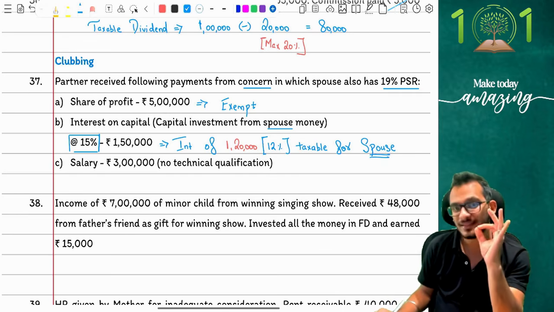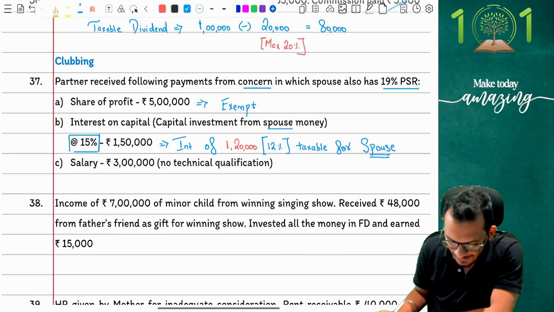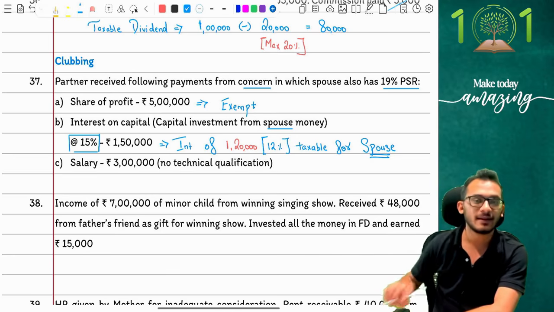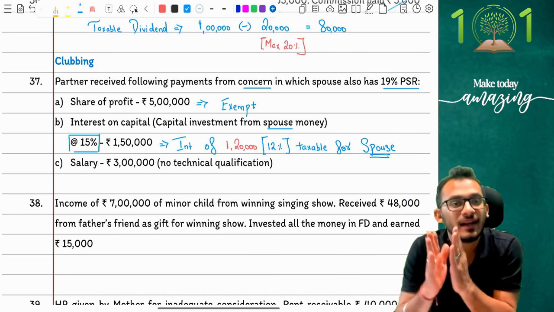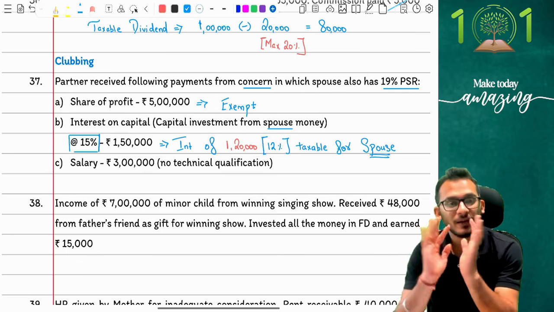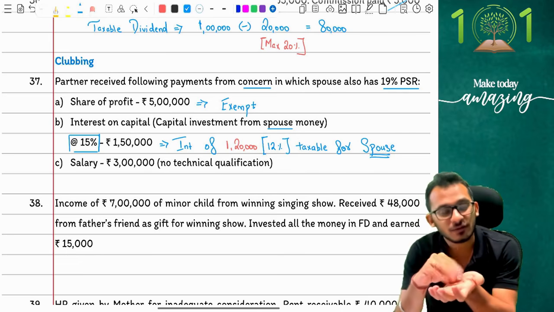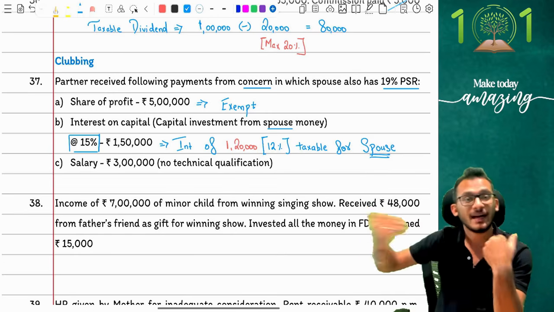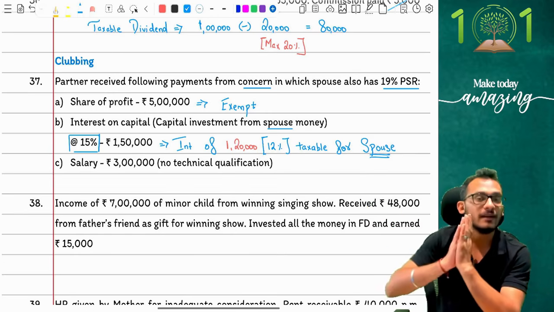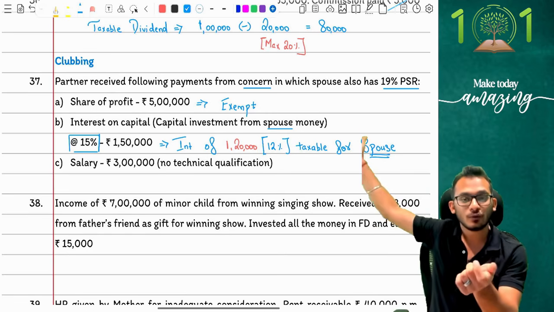Third one is the most adjustment one, people, the beautiful adjustment which I've prepared for you. Look very carefully. It says salary received is 3 lakh rupees with no technical qualifications. Now there is a provision under clubbing provisions which says that when any salary is received by the spouse where the person does not have technical qualification, then the remuneration will be taxable in the hands of the other spouse. Which means here is a case where I have received salary of 3 lakh rupees with no technical qualifications. Normally this should be clubbed in the hands of the spouse.